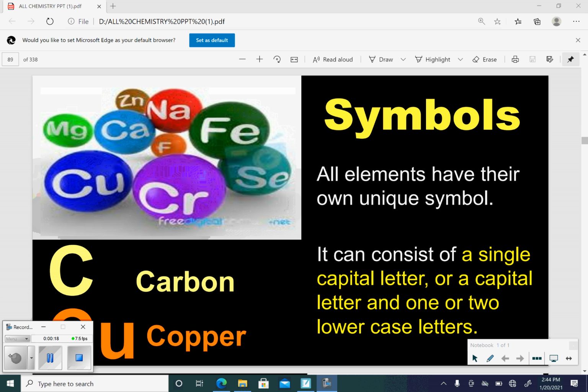Okay, so the first thing you have to understand is we recognize atoms and elements using symbols. All elements have their own unique symbol. It can consist of a single capital letter or a capital letter and one or two lowercase letters. It is really important when you are writing elements and symbols, you must keep capital letters capital and lowercase letters lowercase.